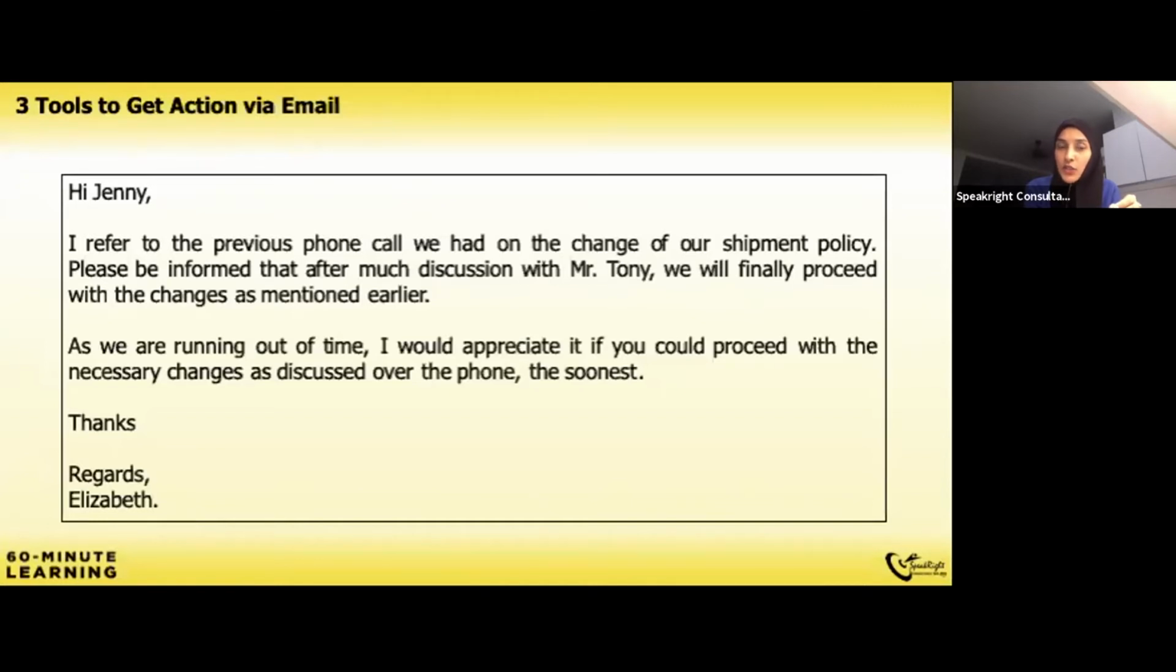I'm going to introduce to you the very first tool for today. The tool that I'm going to introduce is meant to change this email so that we will get the response that we need. The tool is known as the MAT technique. M-A-T, MAT technique. So what does M-A-T stand for?